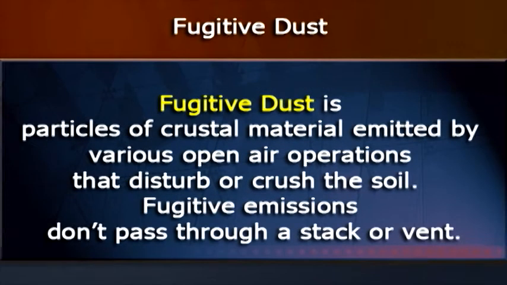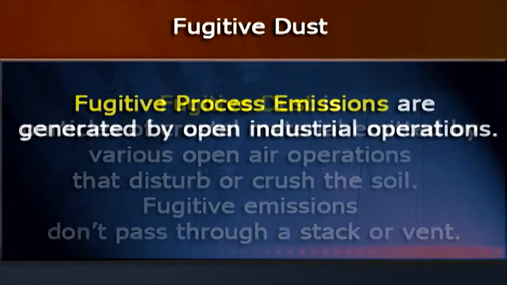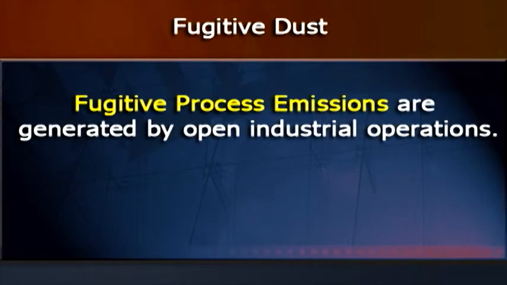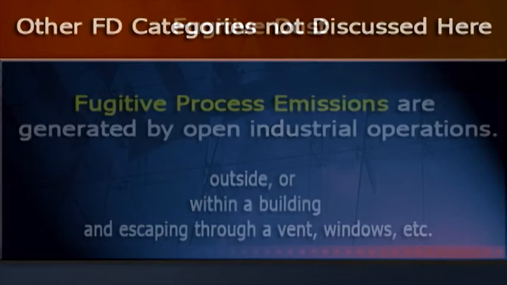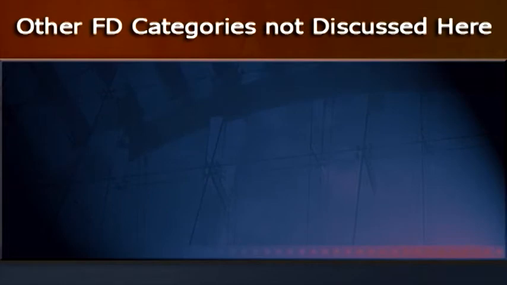Fugitive dust is particles of crustal material emitted by various open-air operations that disturb or crush the soil. Fugitive emissions don't pass through a stack or a vent. In contrast, fugitive process emissions are generated by open industrial operations. The source could be located outside, but often is within a building, with emissions escaping through a vent, windows, or a roof monitor.